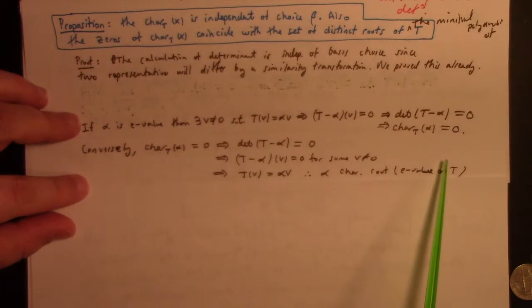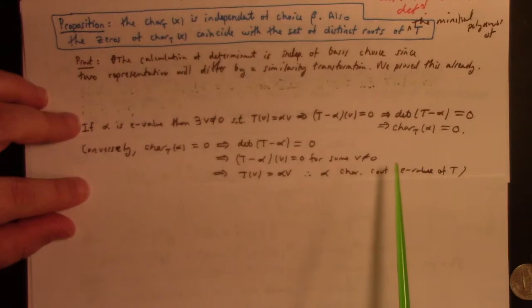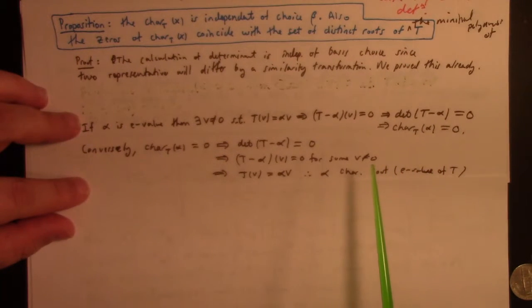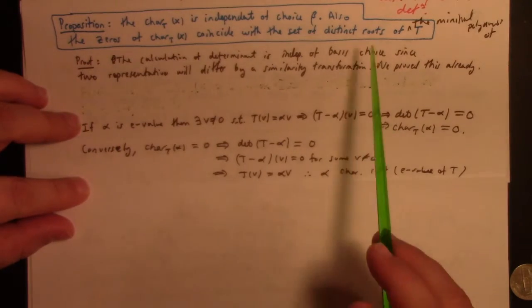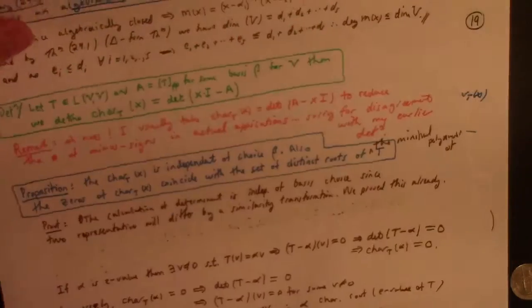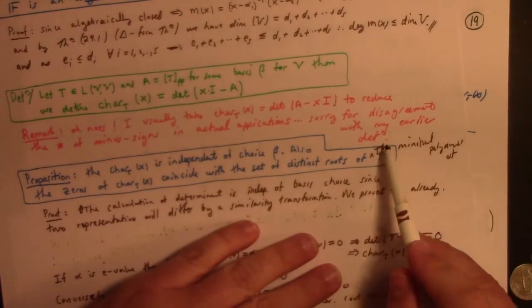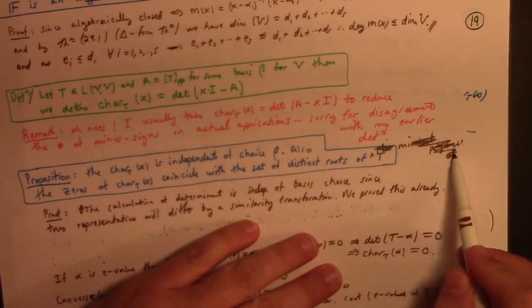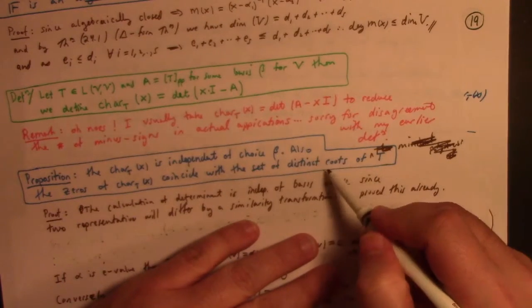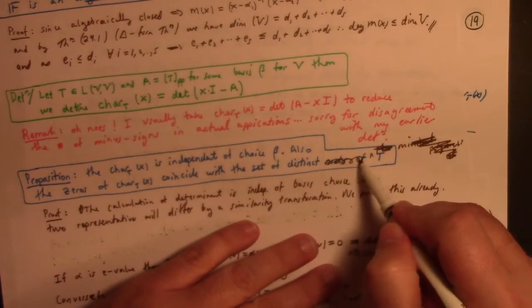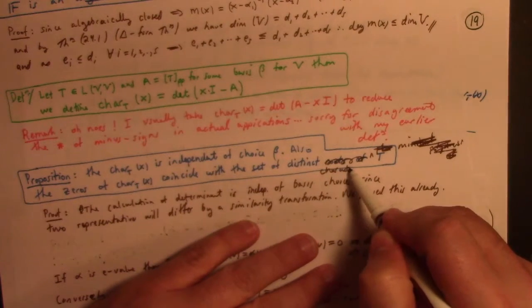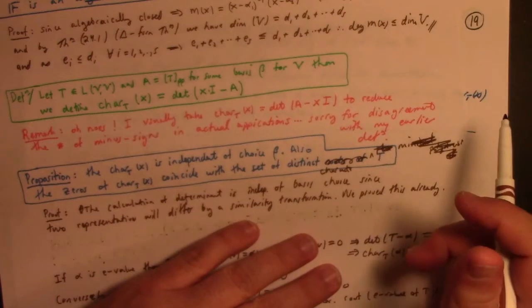And again, the distinct, fine, I guess it's nothing. Fine. Forget the minimal polynomial here. That's not what I want either. I want to say distinct characteristic values. That's not what I want either. Curses.